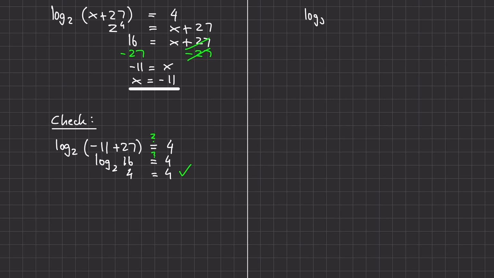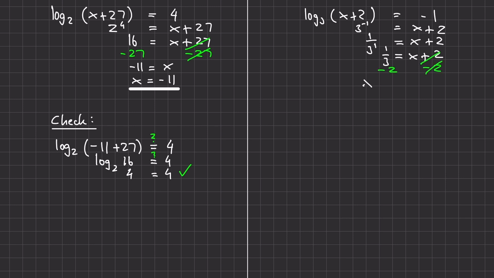Log base 3 of x plus 2 equals negative 1. We can write this in exponential form. 3 raised to the power of negative 1 equals x plus 2. 3 raised to the power of negative 1 is 1 over 3 raised to the power of 1, which is 1 over 3. And after subtracting 2 from both sides, we get x equals 1/3 minus 2.